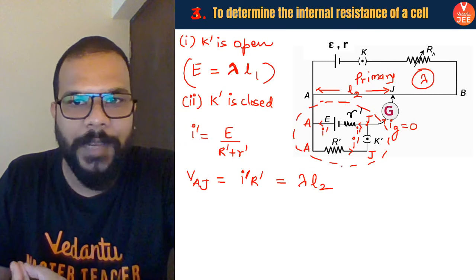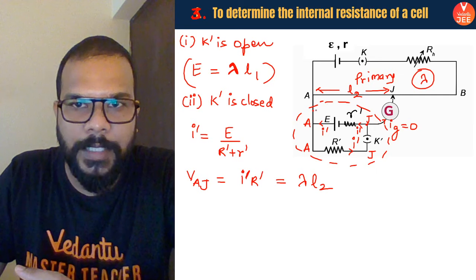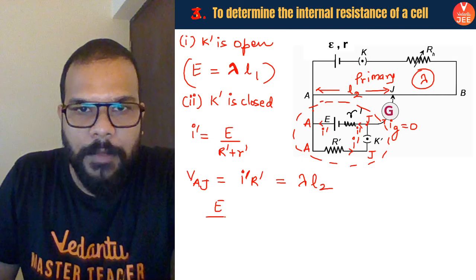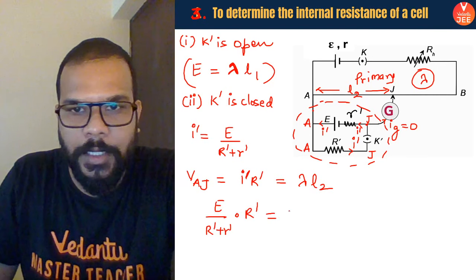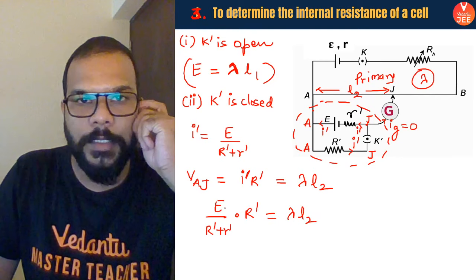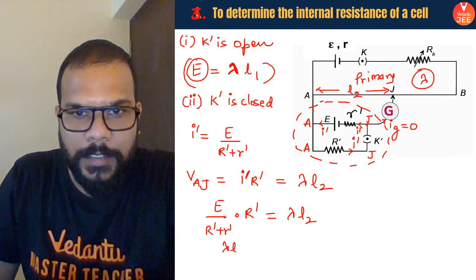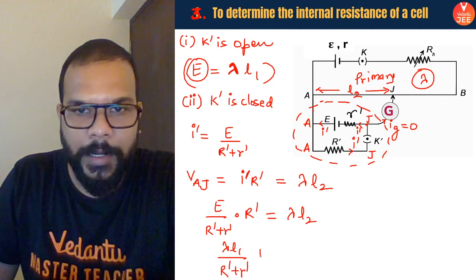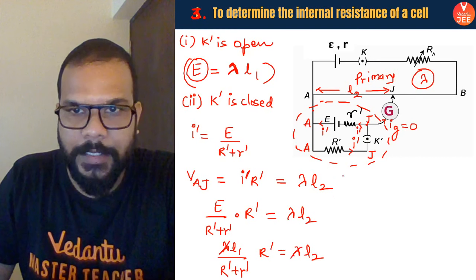All the three branches will have the same potential when no current IG is flowing here, and no current will be flowing in this A to A dash also. Okay. So I dash is E by R dash plus small r dash into R dash equal to lambda L2. And what is the value of E, guys? We already have found the value of E. Let's put that. So that is lambda L1 upon R dash plus small r dash into R dash equal to lambda L2. So lambda gets cancelled.